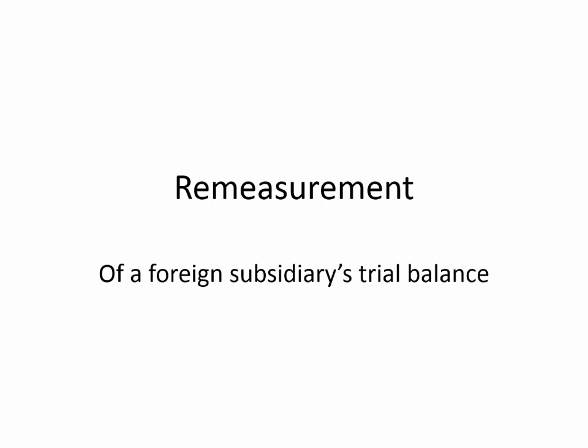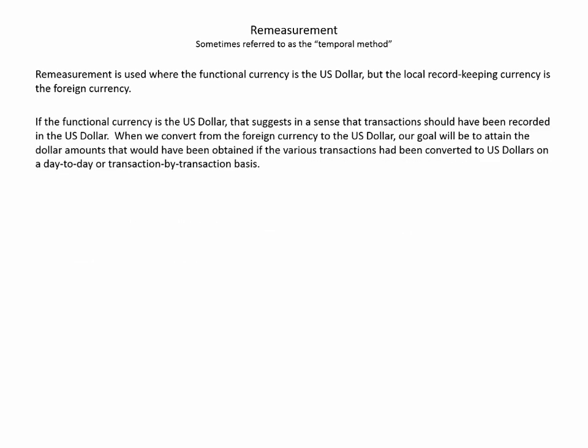Okay, let's go ahead and start talking about the remeasurement of a foreign subsidiary's trial balance prior to the consolidation process. Remeasurement is used where the functional currency is the US dollar, but the local record-keeping currency is the foreign currency. If the functional currency is the US dollar, then that suggests, in a very loose sense, that transactions should have been recorded in the US dollar.